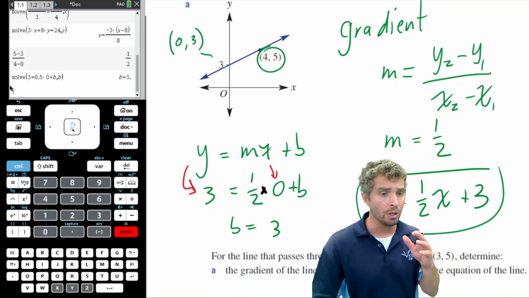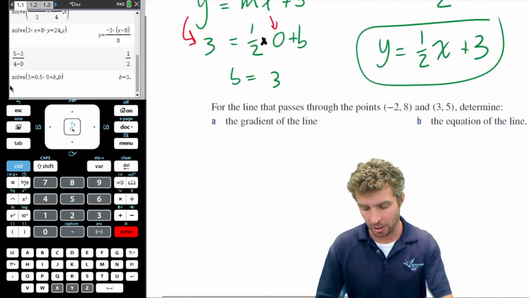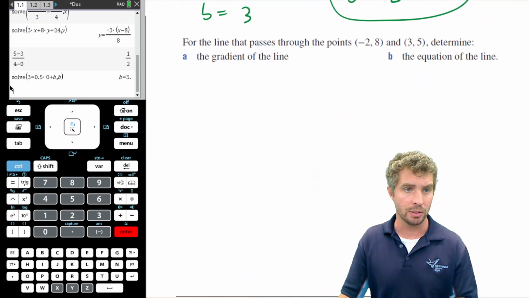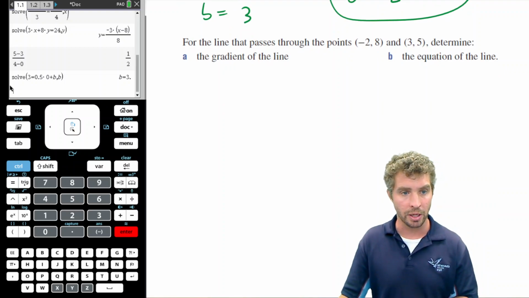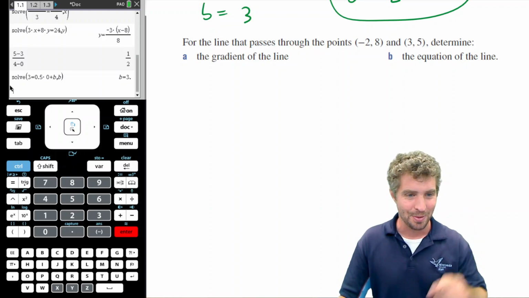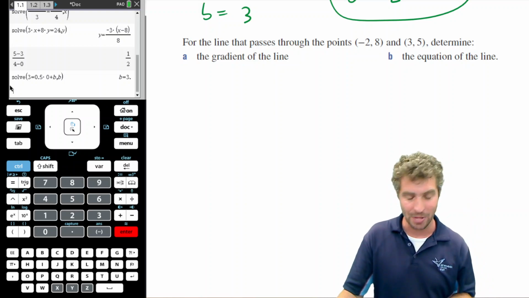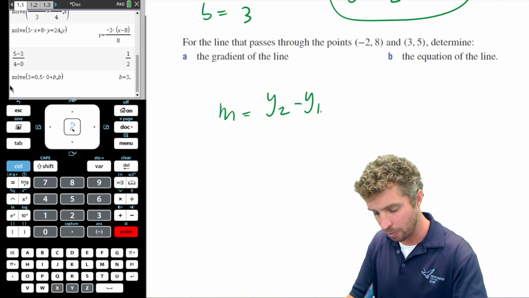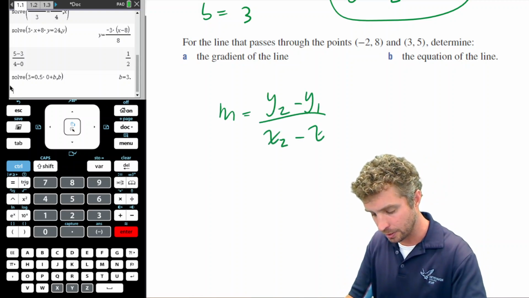Okay? I'm going to do that again in this word problem that's coming up now. So if that wasn't as straightforward as you'd like, let's do it again. We'll see how this works. And this one's a little bit trickier. We're not going to see the y-intercept, so better make sure we do it right the first time. So the first thing we want is the gradient. So once again, we'll use y2 minus y1 over x2 minus x1.